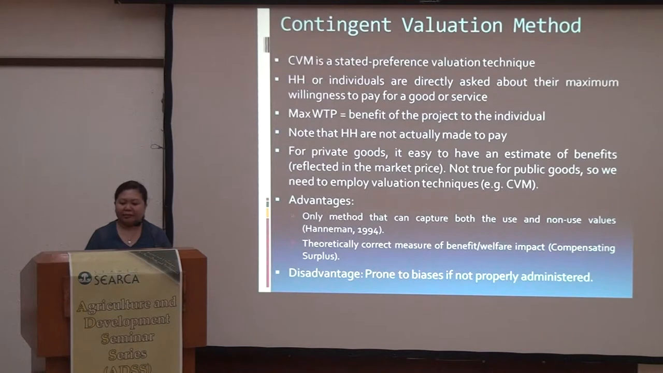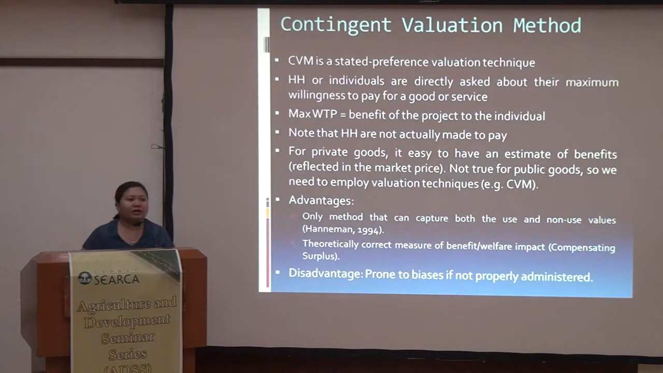There are some theoretical reasons behind this, just to make sure that households actually truthfully reveal their preferences. For private goods, it is actually easy to estimate the benefits. It is actually reflected in the price, the market price. But for public goods, an example of which is the early warning system, it is more difficult because there exists no market for such a good or service.